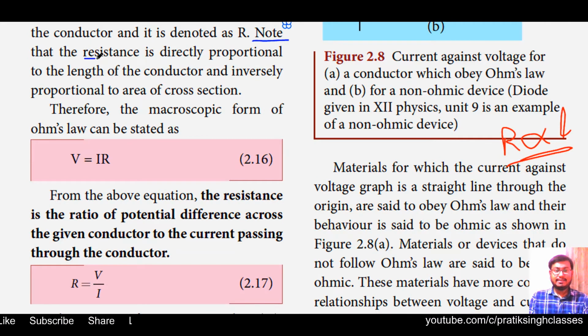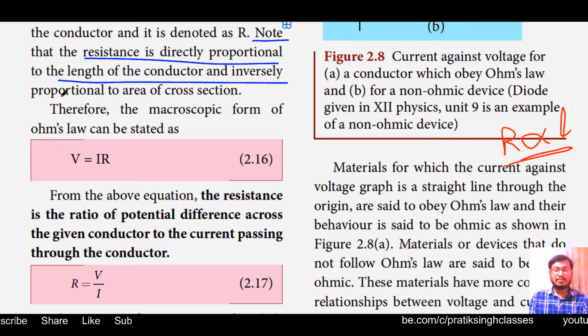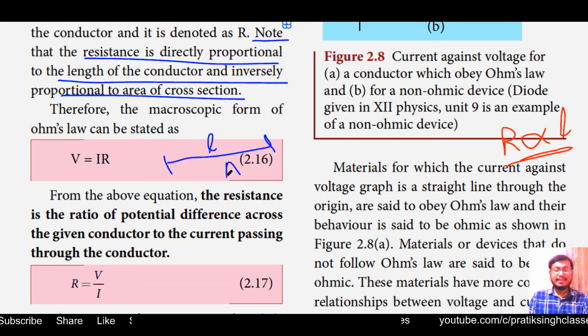Note that the resistance is directly proportional to the length of the conductor and inversely proportional to the cross-sectional area. Suppose you have a wire of any conducting material whose length is L and cross-sectional area is A. In that situation, resistance will be directly proportional to L. That means if the length of the wire increases, resistance will increase and vice versa.